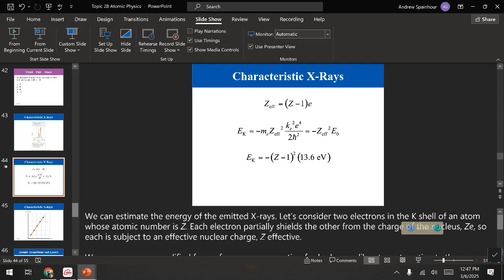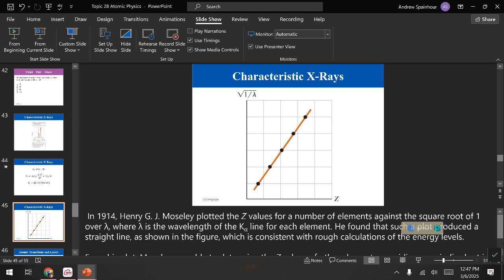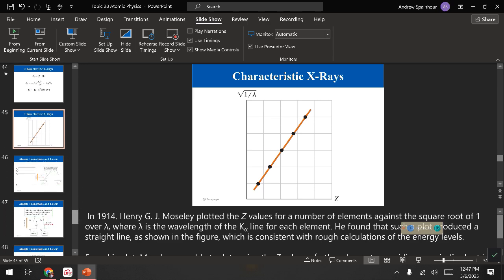Briefly going over this. So characteristic X-rays: we can estimate the energy of an emitted X-ray by considering 2 electrons in the K shell of an atom whose atomic number is Z. Each electron partially shields the other, so each is subject to an effective nuclear charge. And so essentially you can get the energy as just (Z-1) squared, just like we normally do with Z squared, times that constant to get the amount of energy coming off. Characteristic X-rays, I'm not going to worry about that right now.